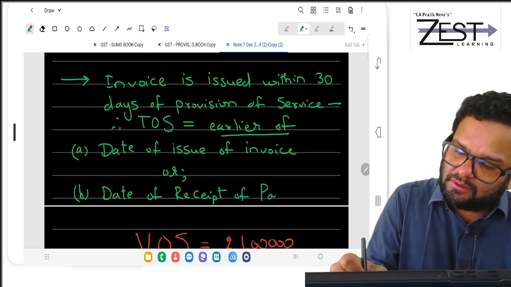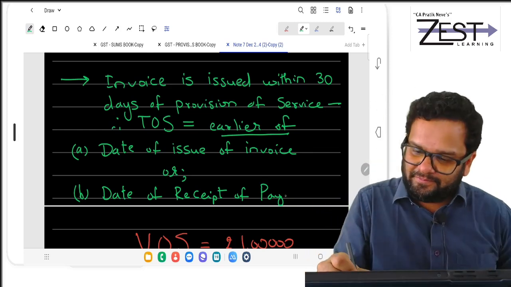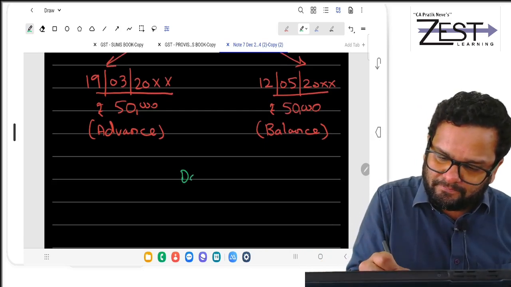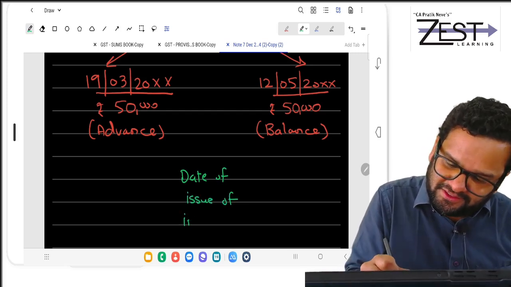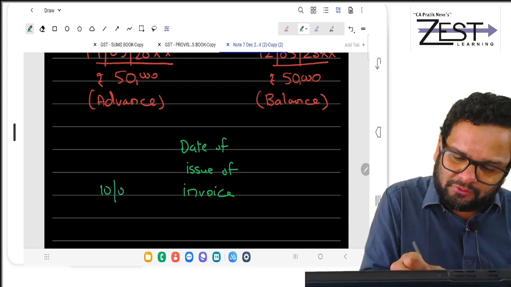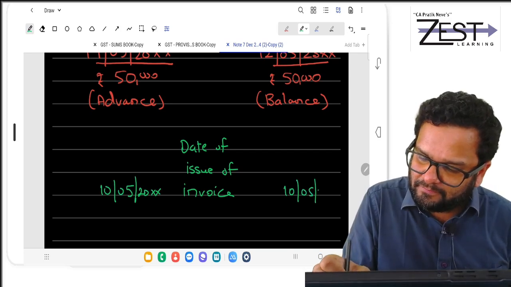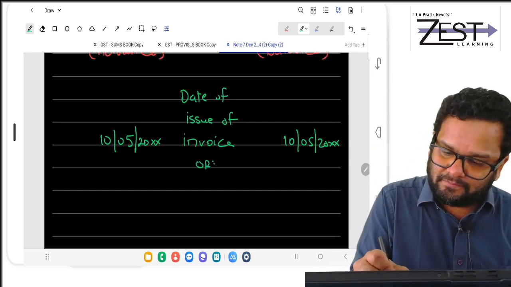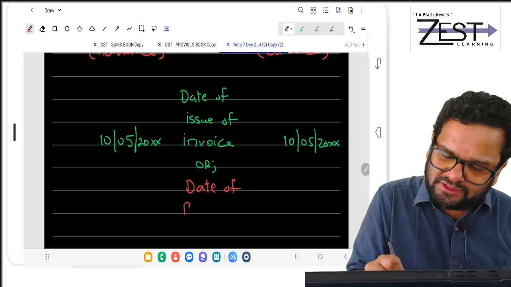So don't you think this funda will apply in evaluating both the cases? So can you tell me what is date of issue of invoice in both the cases? Of course, yes. Invoice is so common only. So it is 10th of May. Here also 10th of May. And what is date of receipt of payment? Yes, friends. What is date of receipt of payment?